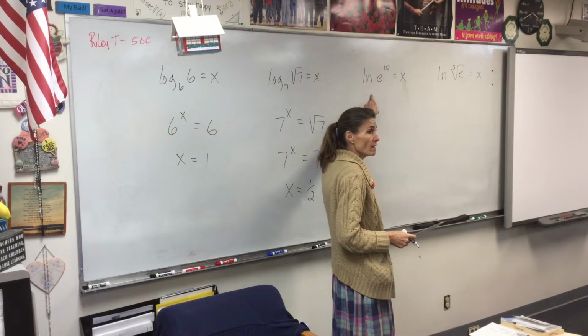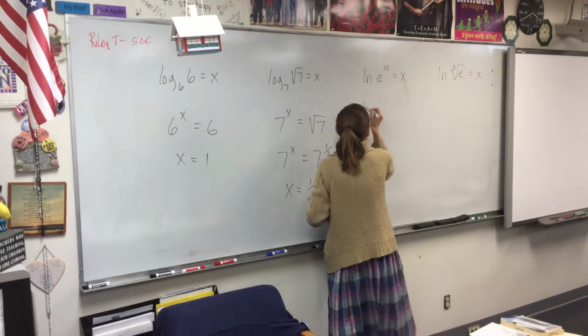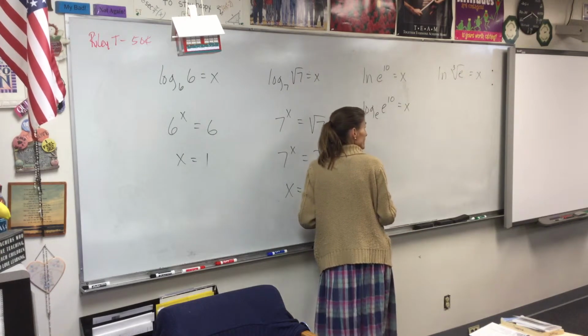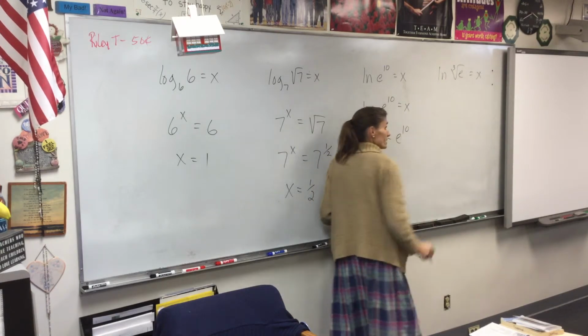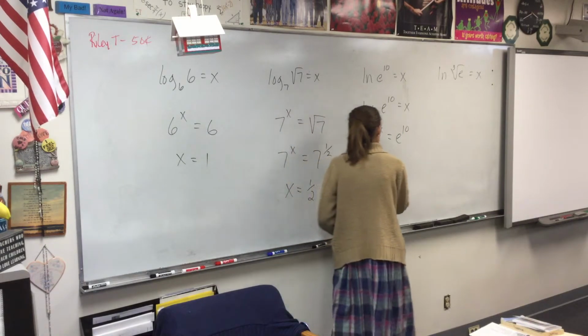Did you remember what ln stood for? Log base e. So when you translated this, it said e to the x equals e to the 10. So x equals 10.